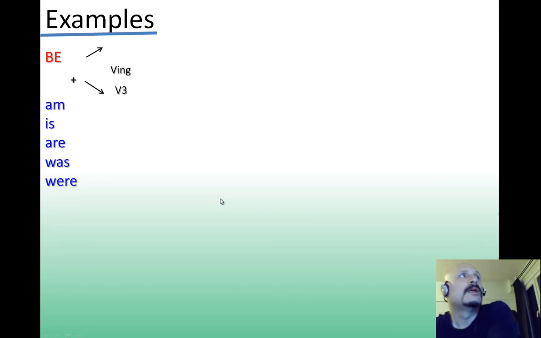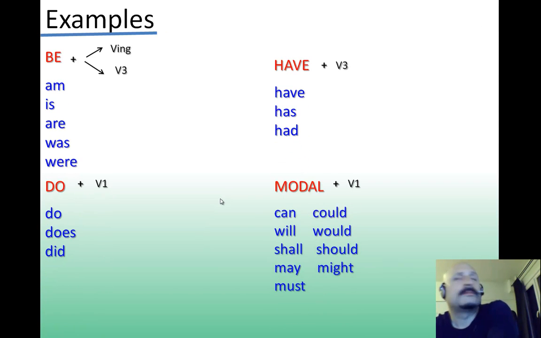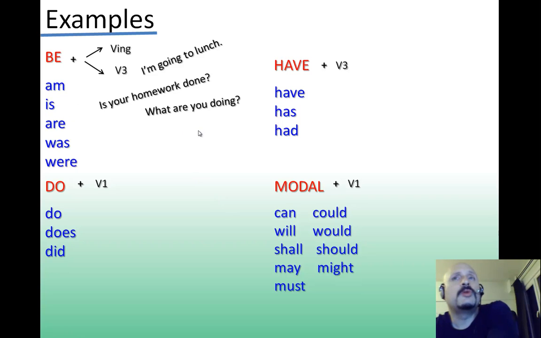Let's look at some examples. For example, be plus verb ing or be plus verb 3. I'm going to lunch. Is your homework done? Right, done here is verb 3. What are you doing? I was thinking about you.